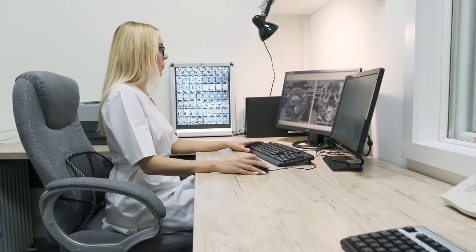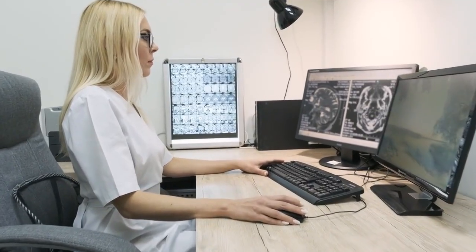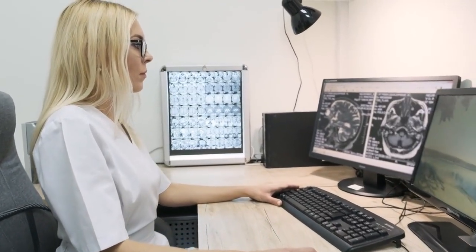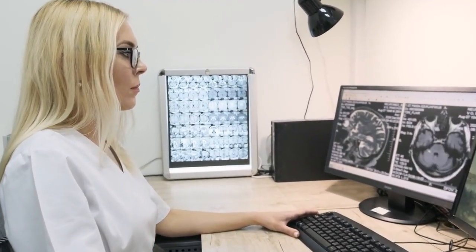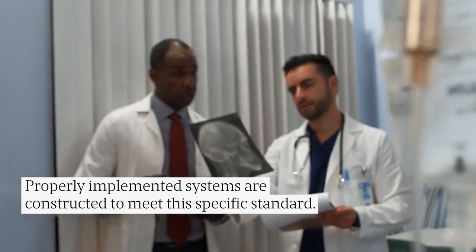But this raises a hard question for any administrator. How does a remote radiologist satisfy the strict requirements for direct supervision and safety? Let's examine the CMS rule. The change redefines direct supervision. CMS now permits a provider to be immediately available via real-time audio and visual tech. Properly implemented systems are constructed to meet this specific standard. This ensures you are fully compliant with both CMS and ACR guidelines.